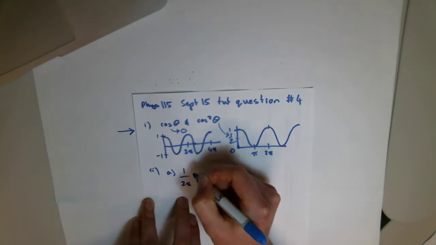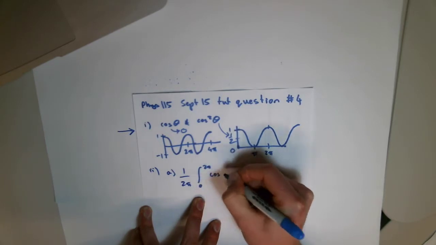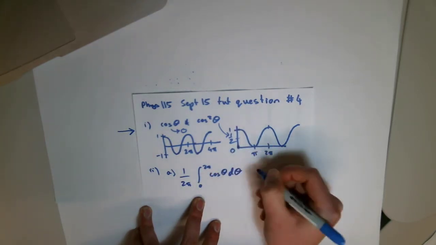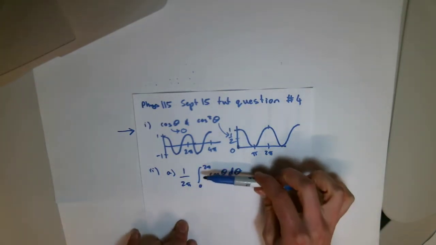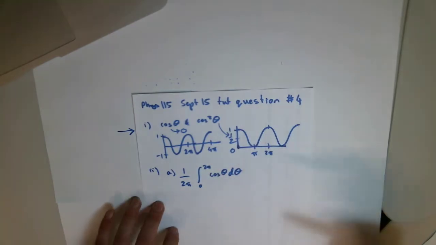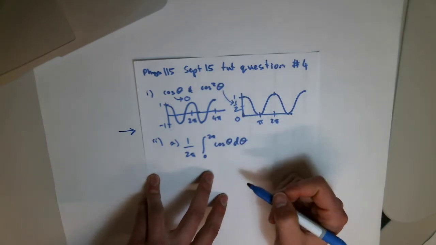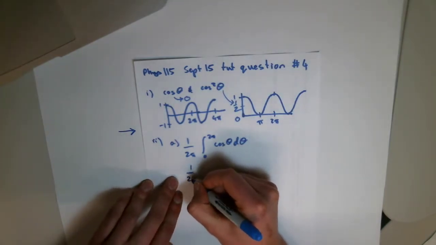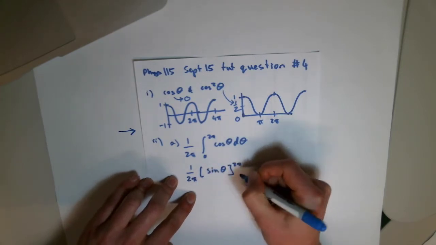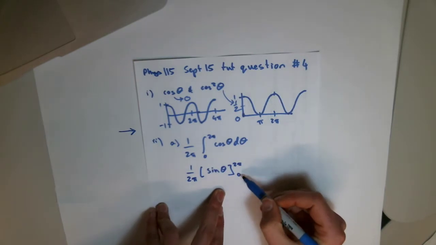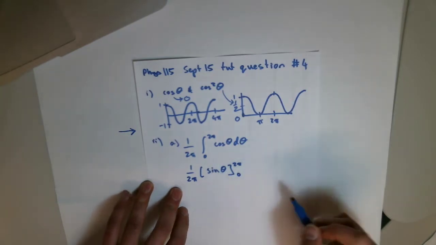So to actually check our answers, all we need to do is start off with something like this. 1 on 2 pi integral between 0 and 2 pi cosine theta d theta. And if you're not familiar with this, it is functionally exactly the same as calculating an average. We're just adding all the little bits up together and then dividing by the total. Now, if we want to do this integration, that's actually really simple. The integral of cosine theta is sine theta, so I'm going to write this as 1 on 2 pi sine theta evaluated at 2 pi and 0.